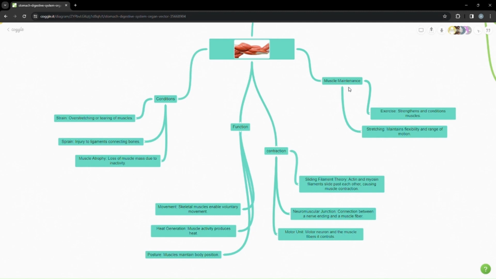So for muscle maintenance, we have two. First, exercise. Exercise will strengthen and condition muscle. Second, stretching. It maintains flexibility and range of motion.